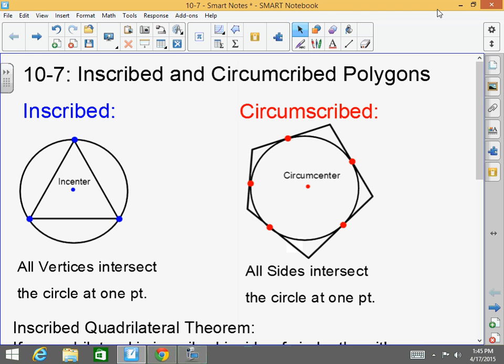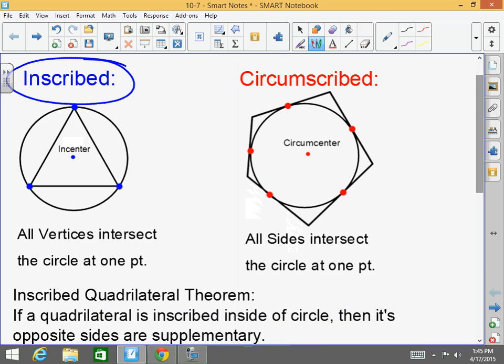So let's continue, guys. Today, we're talking about inscribed and circumscribed polygons. An inscribed polygon is this guy here in blue, hence inscribed. We all know what a polygon is. It's a figure made up of 3 or more segments. And an inscribed polygon is a polygon that is literally inside of another figure. In this particular case, it's inside of a circle.